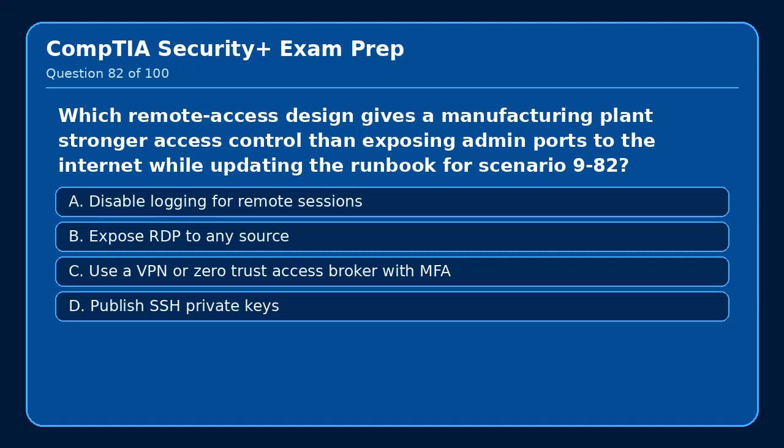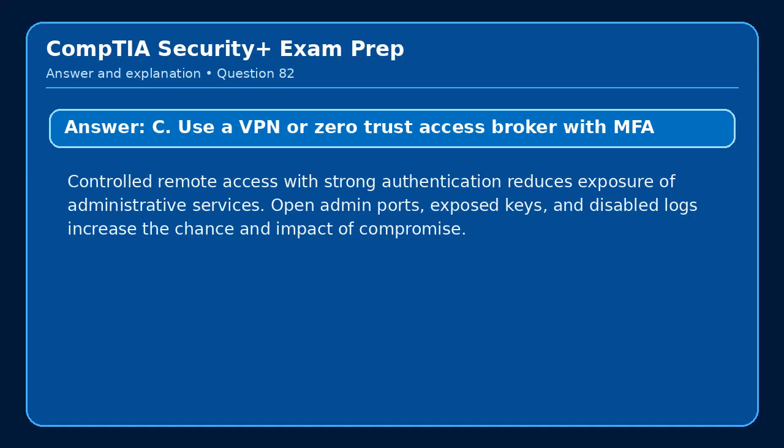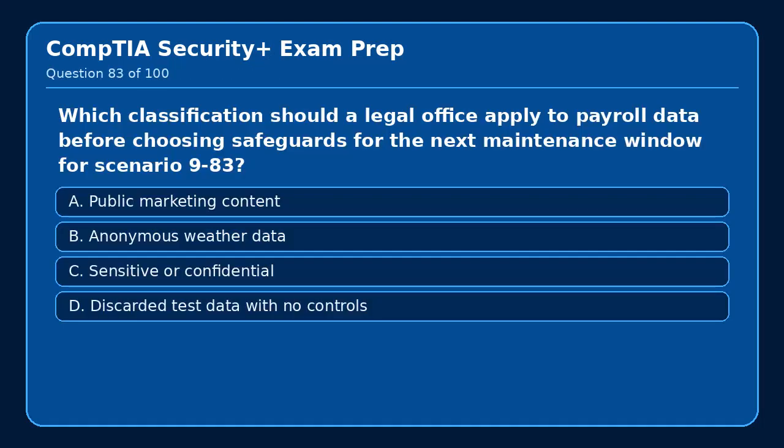Question 85. Which key management practice is strongest for retail chains' high value signing keys while preparing a remediation plan for scenario 9-85? A. Email private keys to administrators. B. Store and manage keys in an HSM with rotation procedures. C. Place keys in public code repositories. D. Reuse one key forever. Take a moment to choose your answer. The answer is B. Store and manage keys in an HSM with rotation procedures. An HSM helps protect private keys from extraction and supports controlled cryptographic operations. Emailing, never rotating, or publishing keys destroys the trust those keys provide.